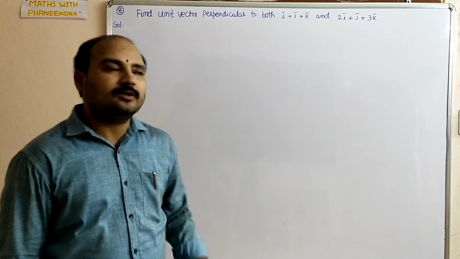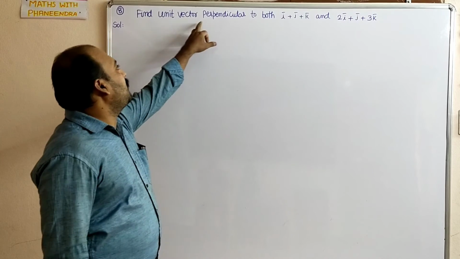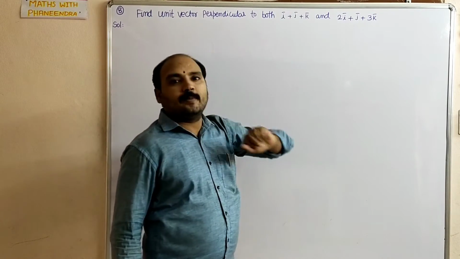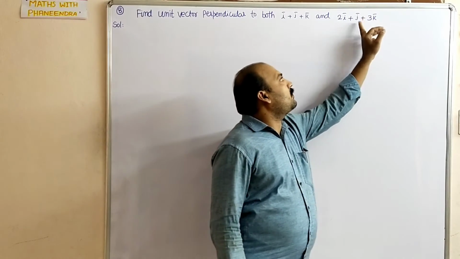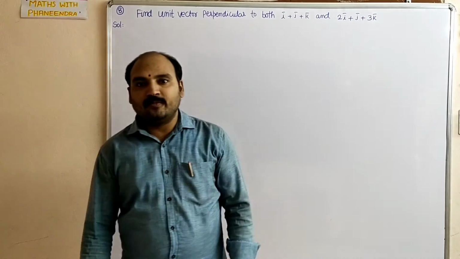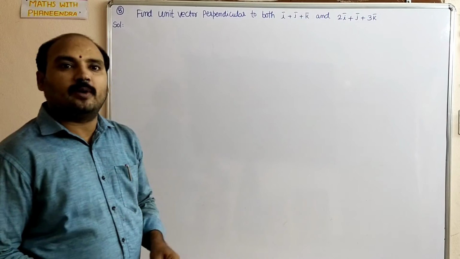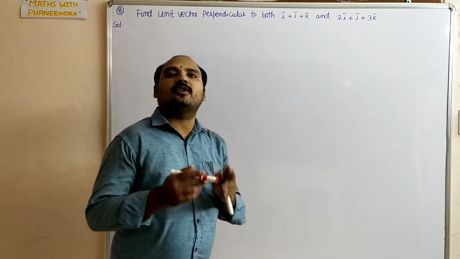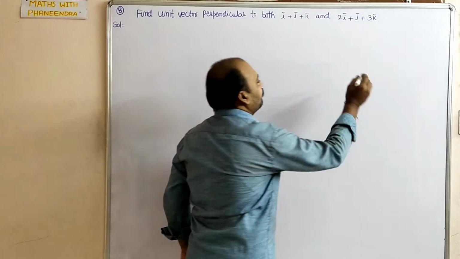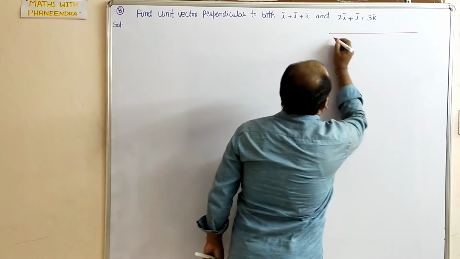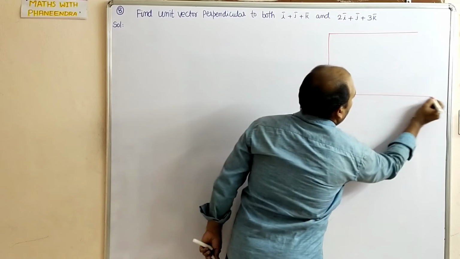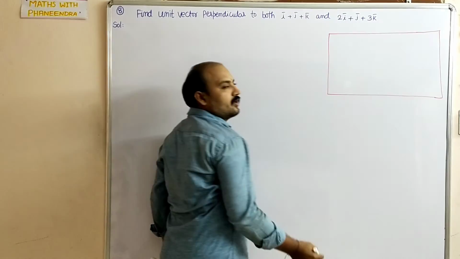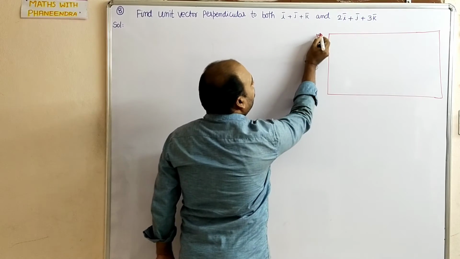The next question. Find a unit vector perpendicular to both i bar plus j bar plus k bar and 2i bar plus j bar plus 3k bar. Here we are going to use the formula for the unit vector perpendicular to both the vectors. See here, I am giving the formula as a hint indirectly.